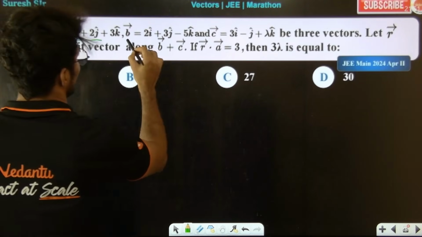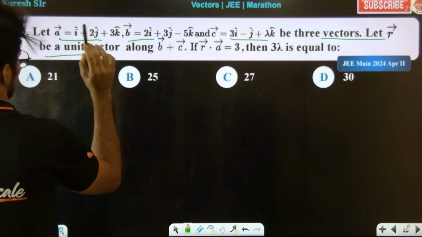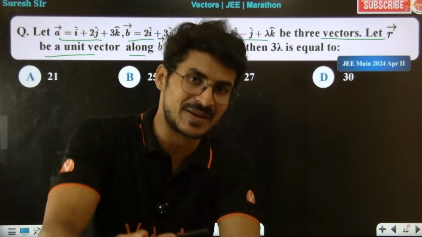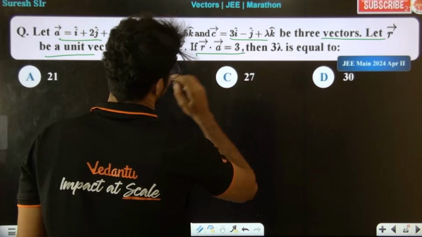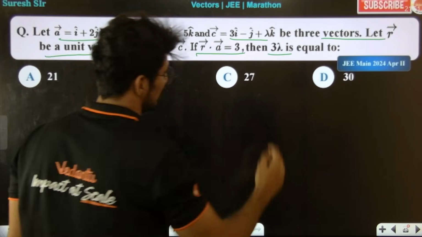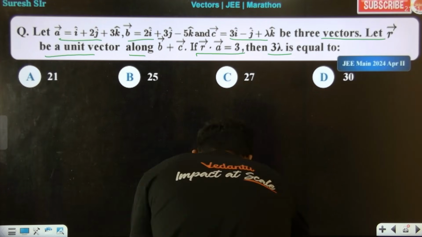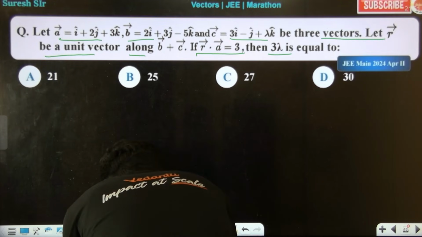A vector, B vector and C vector are given. Let R be a unit vector along B plus C, that is, B plus C divided by its magnitude. Then R dot A is 3 lambda. This is an NCERT concept, nothing new is going to be solved here. It is a very simple concept.